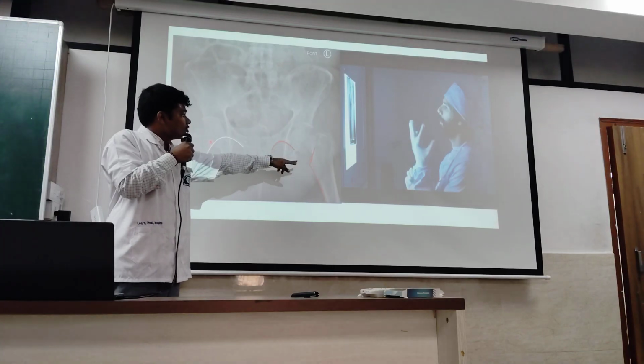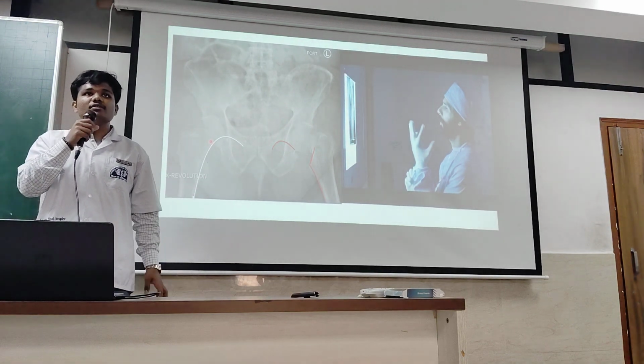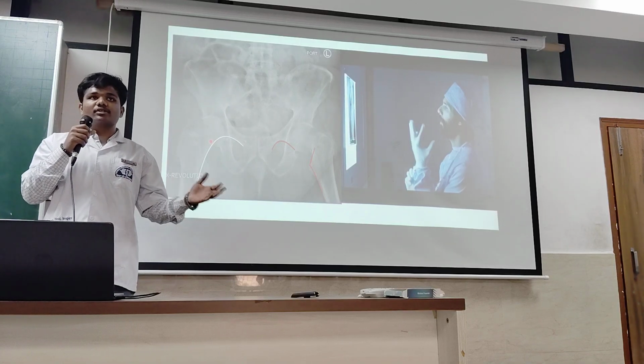There is a break in the Shenton line. The details about the Shenton line will be discussed by my friends. So this is all about the case, and the anatomy and other aspects will be discussed by my friends.